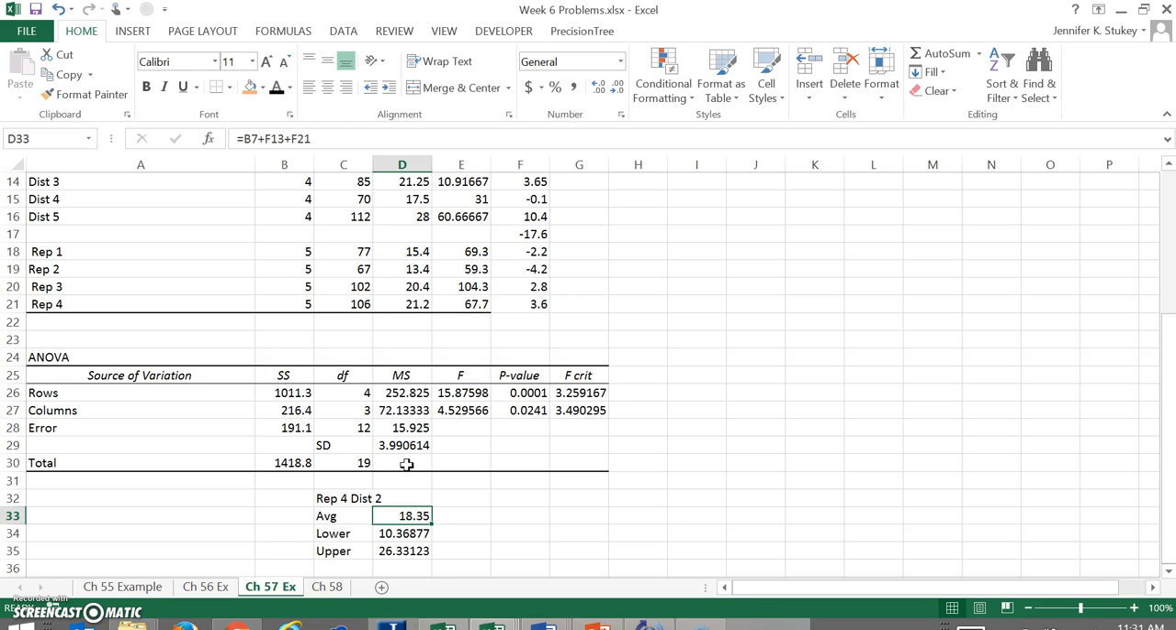So we could do this for any of the districts or representatives that we wanted to, or all of them. It could be a really useful tool for a sales manager to figure out their predicted sales.